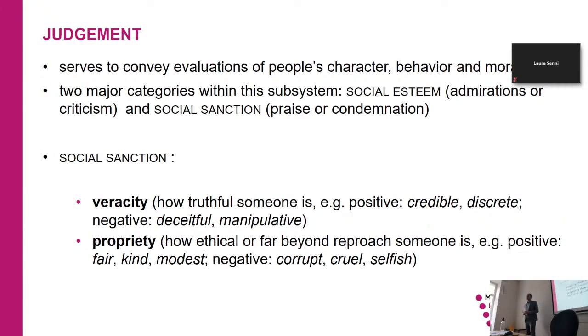So when speaking about social sanction, we have veracity, how truthful someone is. The positive expressions are credible, discreet, and so on. And propriety is the second one. This is how ethical or far beyond reproach someone is, for example, fair, kind, modest.